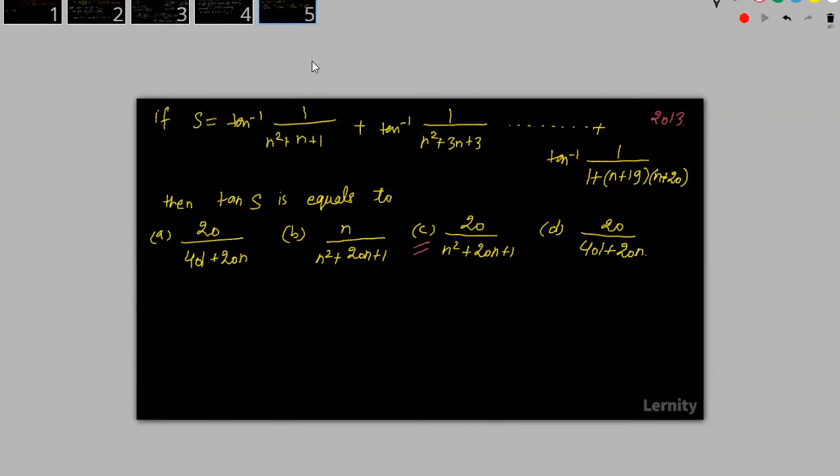Okay, so let's see. Basically, if we look at the first part, this is nothing but tan inverse of 1 by (1 plus n into (n plus 1)), right? The second part is tan inverse of 1 by (1 plus (n plus 1) into (n plus 2)) and so on, right? So till the last one.